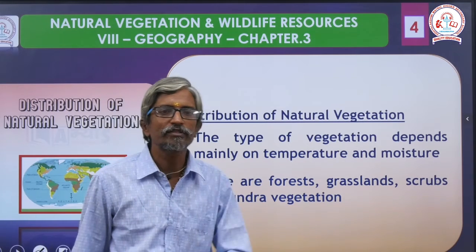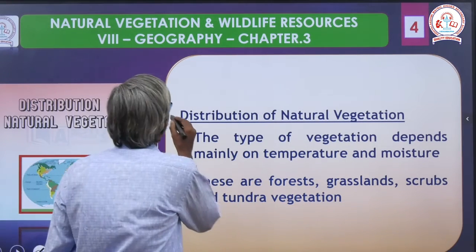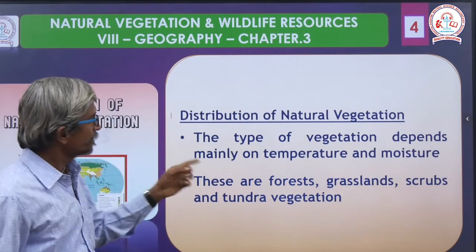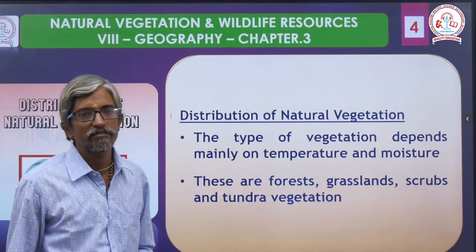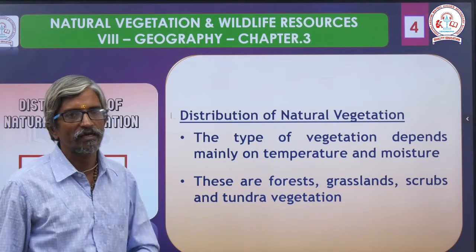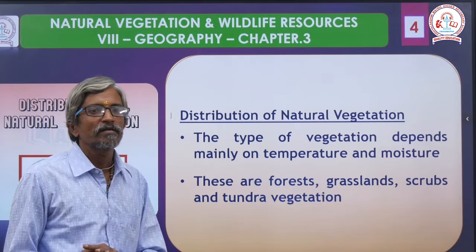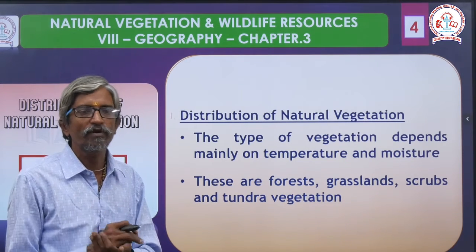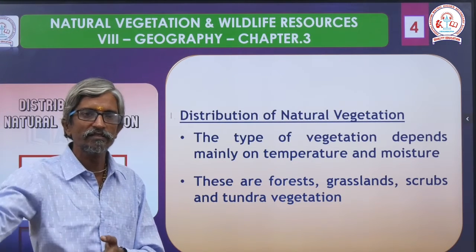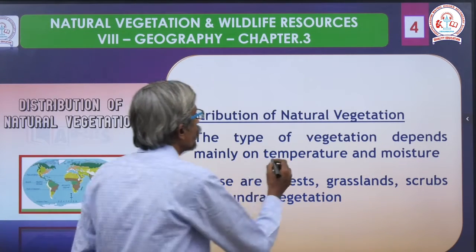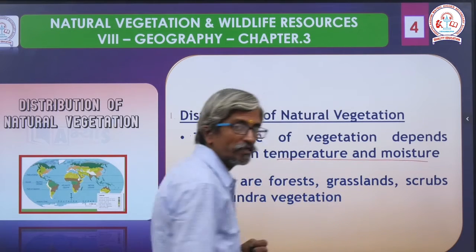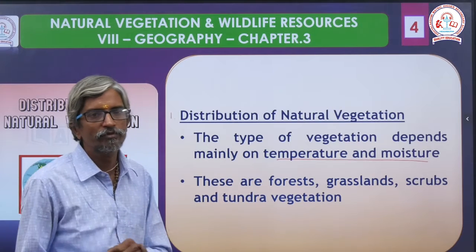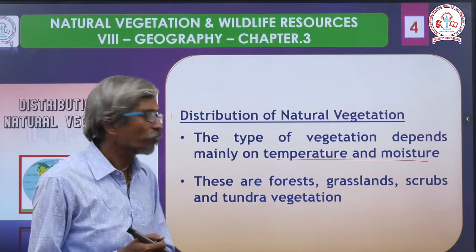Next, distribution of the natural vegetation, subtopic number 1. The type of vegetation depends mainly on temperature. If there is more temperature, the trees won't grow. Like we need food, the trees need water as well as temperature. So they grow only with the help of temperature and moisture, the water content. Moisture means water molecules, it consists of water molecules.